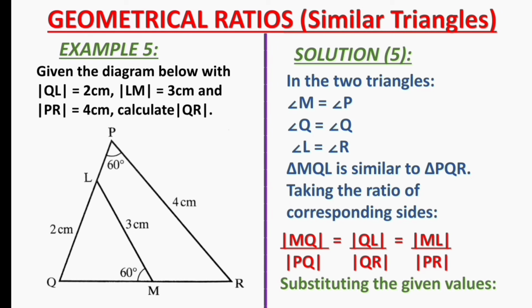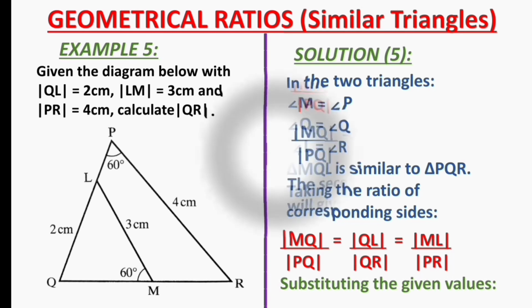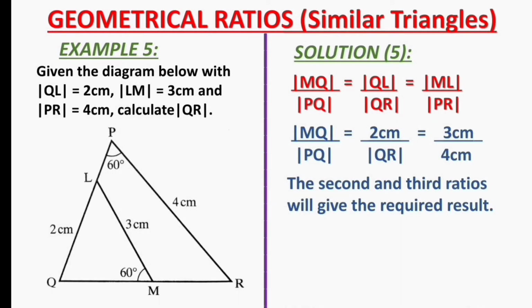Of course, taking the ratio of corresponding sides, we have the ratio of MQ to PQ should be equal to the ratio of QL to QR, which should be equal to the ratio of ML to PR. I hope you got these ratios correctly. Now let's go ahead to substitute the given values into our ratio of corresponding sides and solve for QR. Substituting values, we are going to have MQ divided by PQ should be equal to 2 cm divided by QR, which should be equal to 3 cm divided by 4 cm.